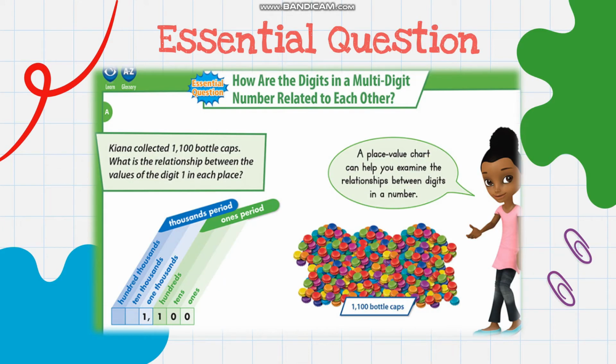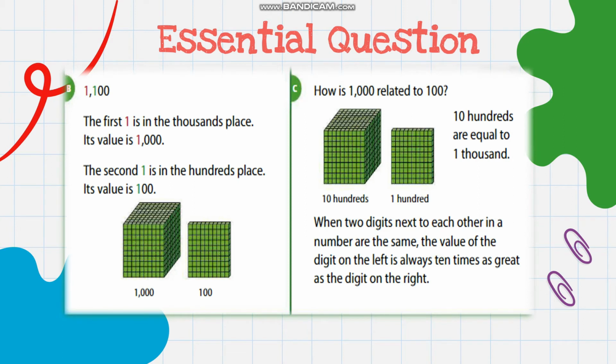How are the digits in a multi-digit number related to each other? Let's find out this question. Kiana collected 1,100 bottle caps. What is the relationship between the values of the digit 1 in each place? So, you're going to find out the value relationship of the first 1 here and the second 1 here. So, the first 1 is in the thousands place, this one, the red one. Because it is ones, tens, hundreds, thousands, it's in the thousands place. So its value is 1,000 because 1 multiplied by 1,000 is equivalent to 1,000.